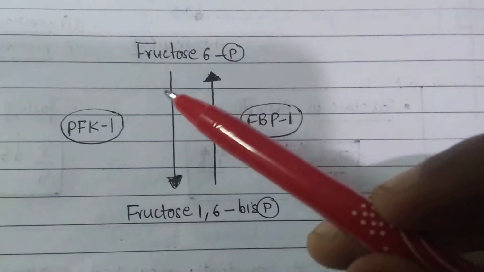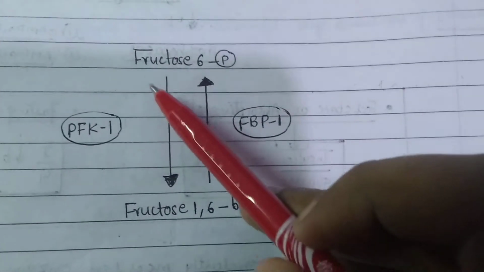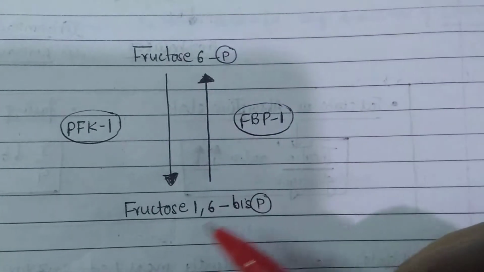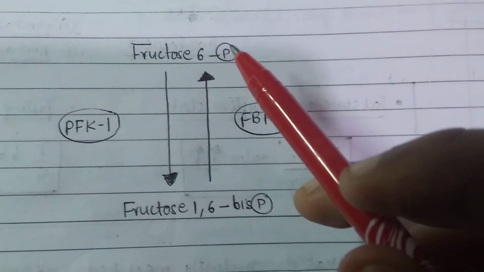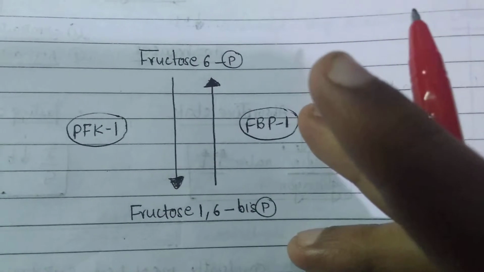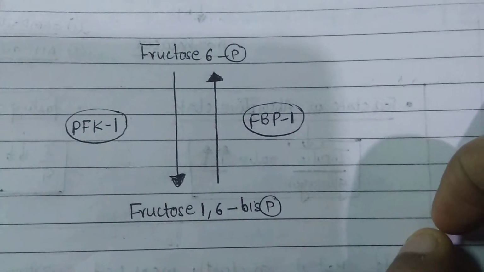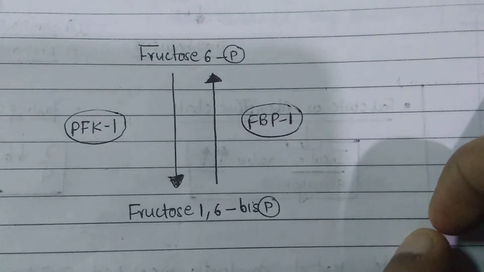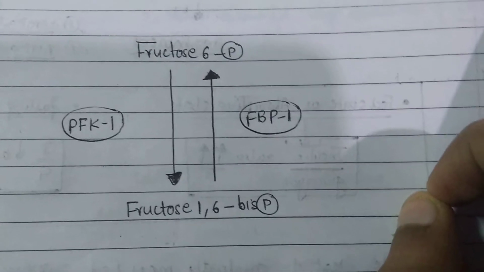Okay, but what is important is that the step from fructose 6-phosphate to fructose 1,6-bisphosphate is irreversible, and the reverse step is a separate step. And you should also understand the concept that glycolysis and gluconeogenesis cannot occur simultaneously. Any one of them can occur at a time.